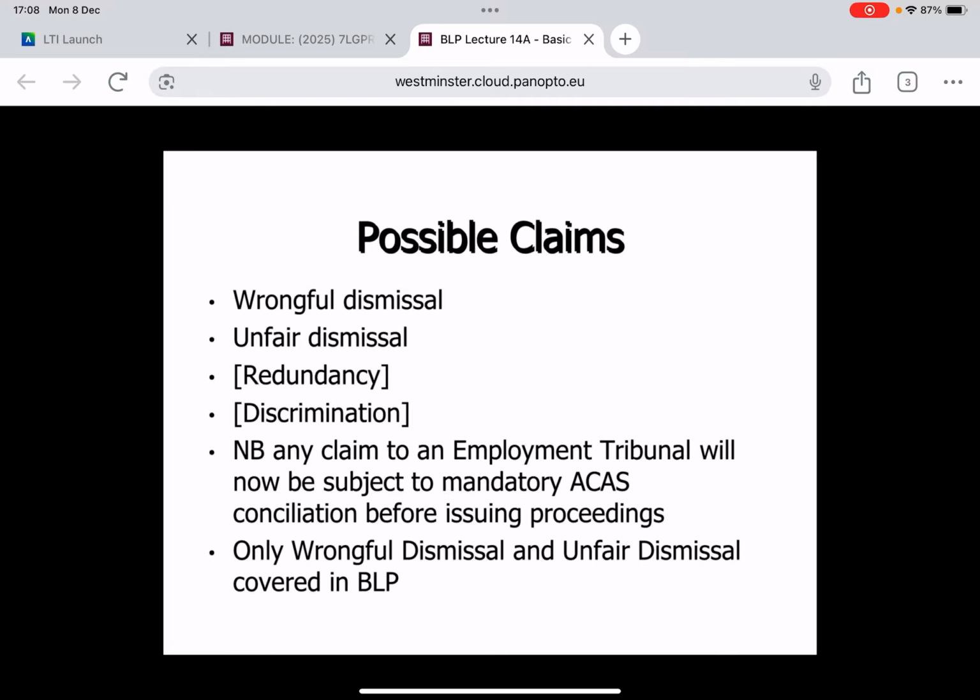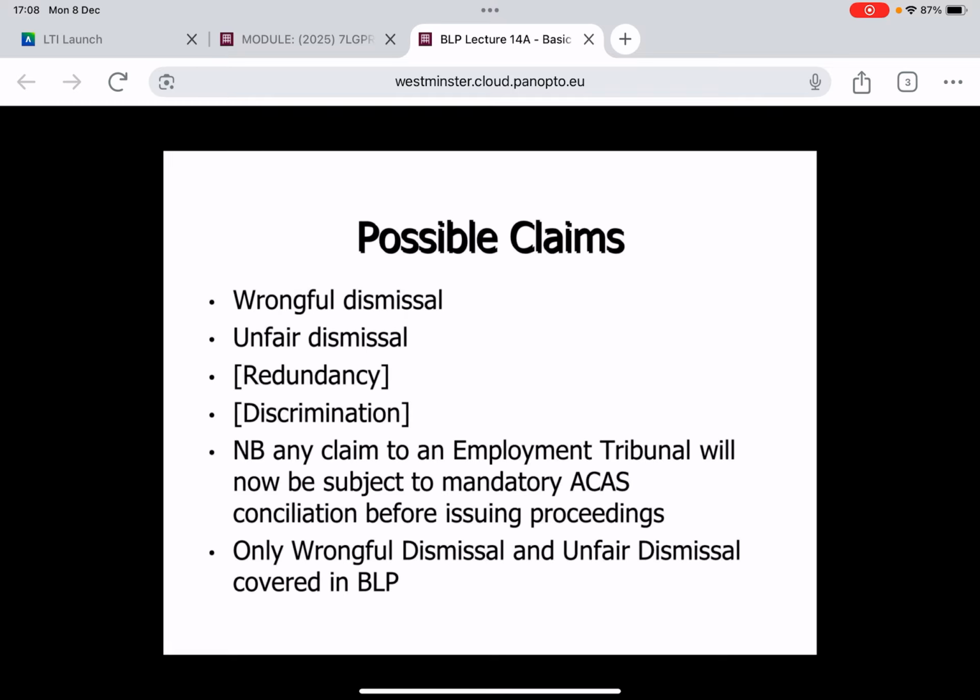In relation to dismissal, there are 4 possible claims to consider. However, note that for the purposes of BLP, we focus only on the first 2, wrongful dismissal and unfair dismissal, which is why redundancy and discrimination appear in square brackets on the slide. So the first of the possible claims is wrongful dismissal. And wrongful dismissal is a contractual claim. It describes a dismissal which is in breach of contract.